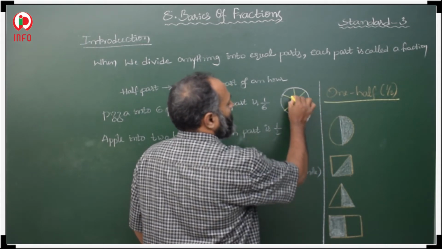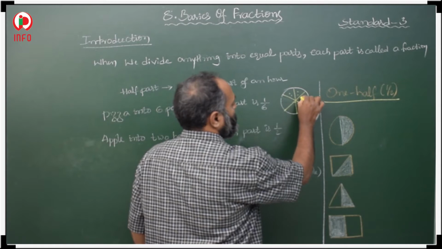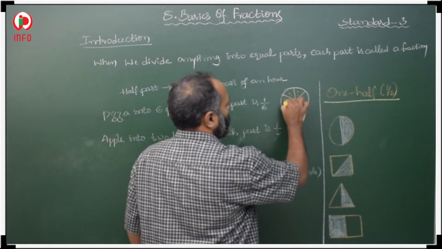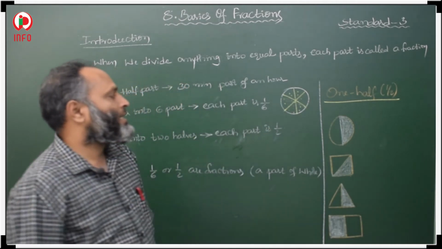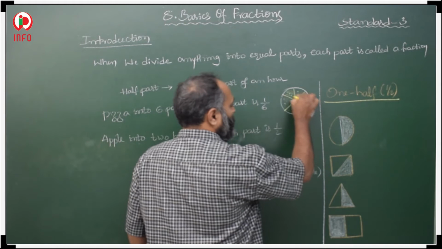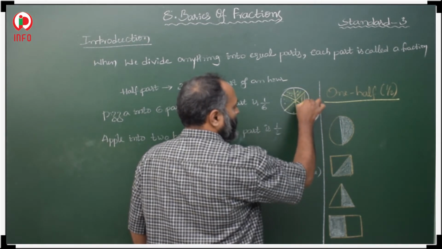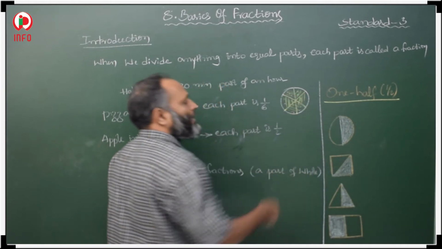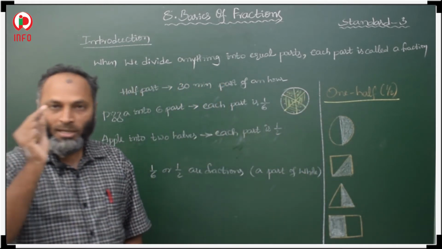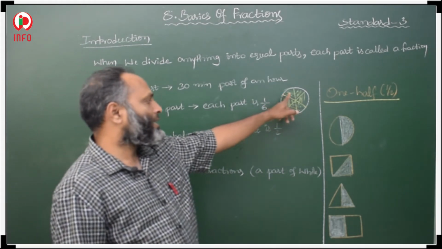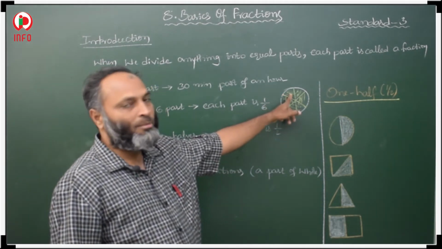So this is the pizza, divided into 6 equal parts. Each part, this one and this one and this one and this one, is a fraction. Each part is called a fraction. Each part is 1/6. How do we represent this part?